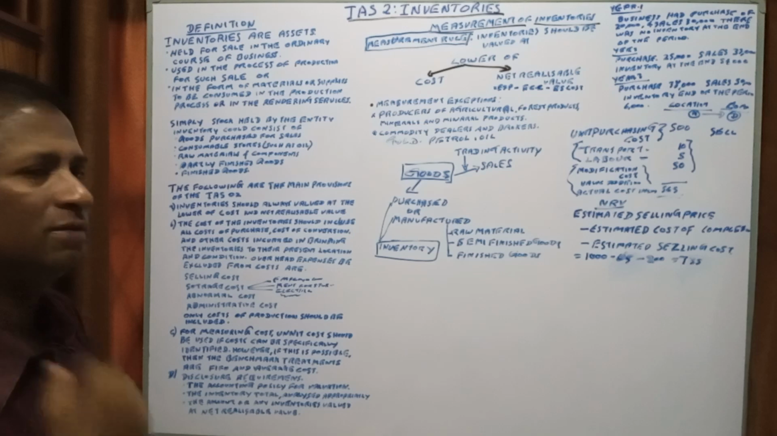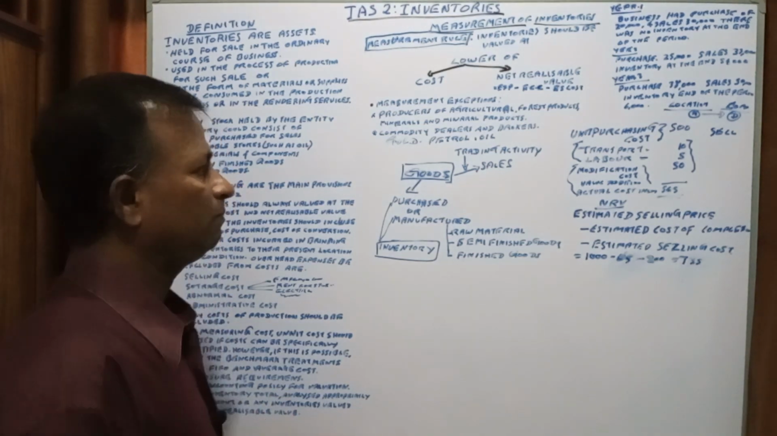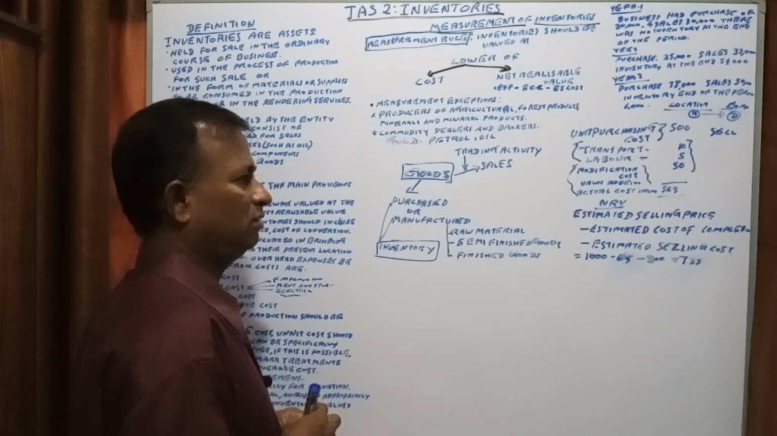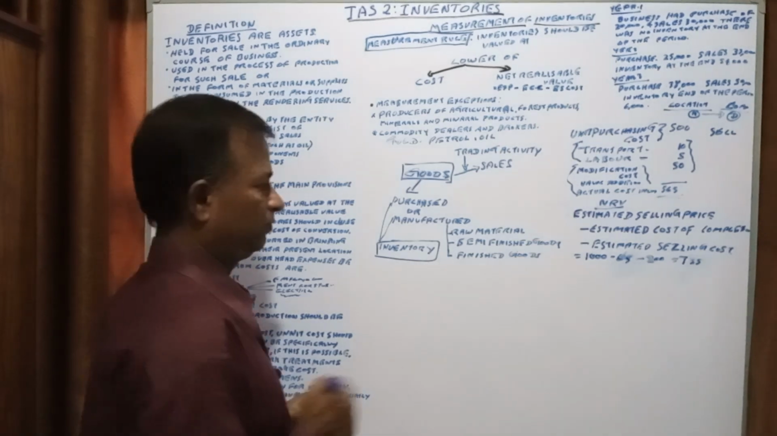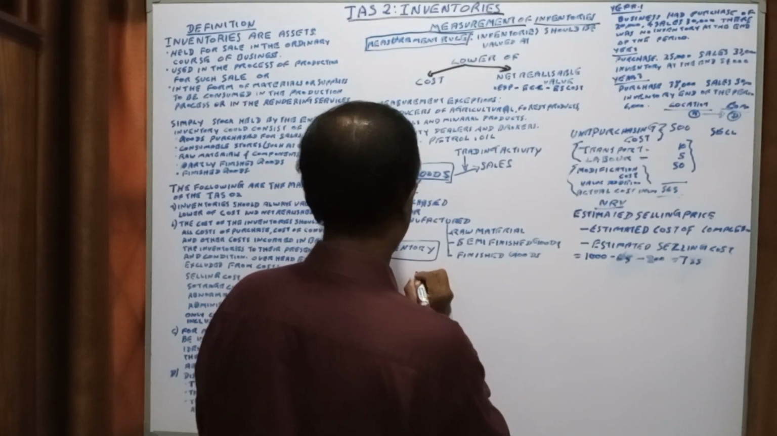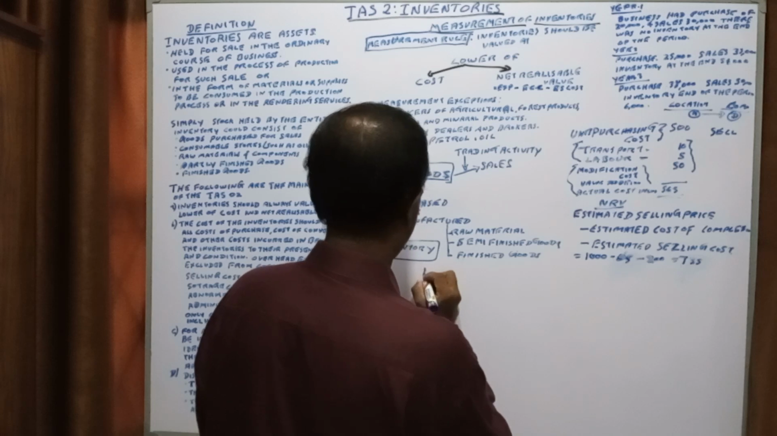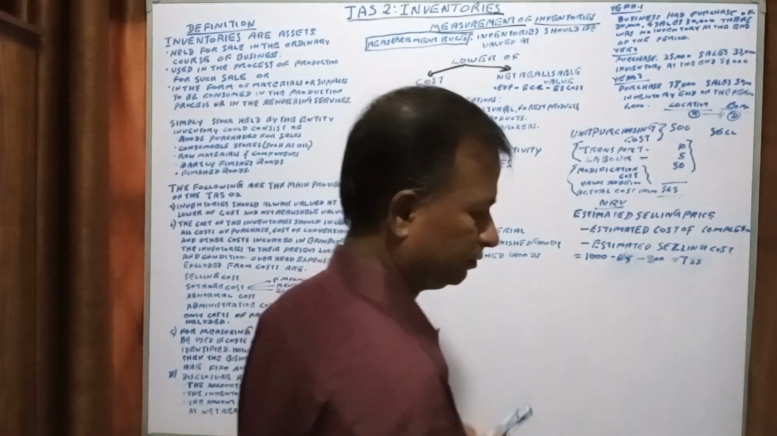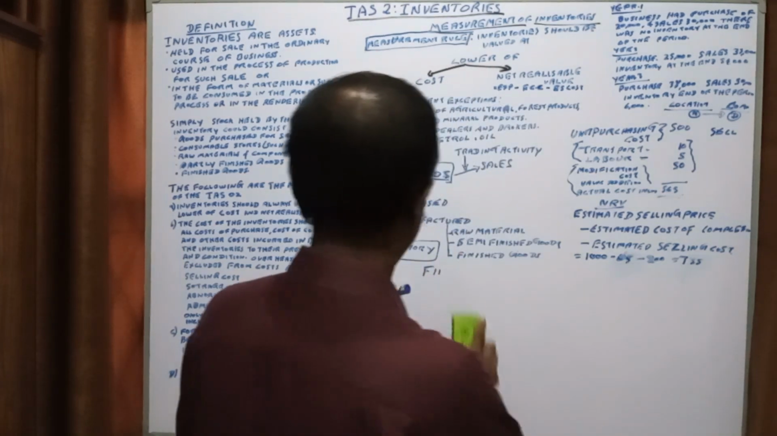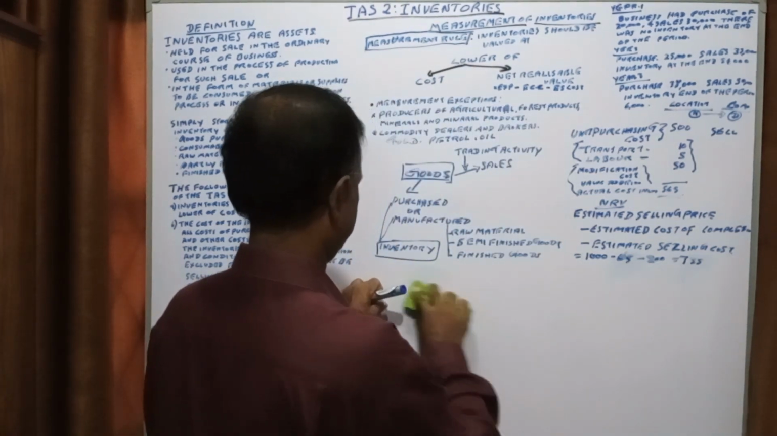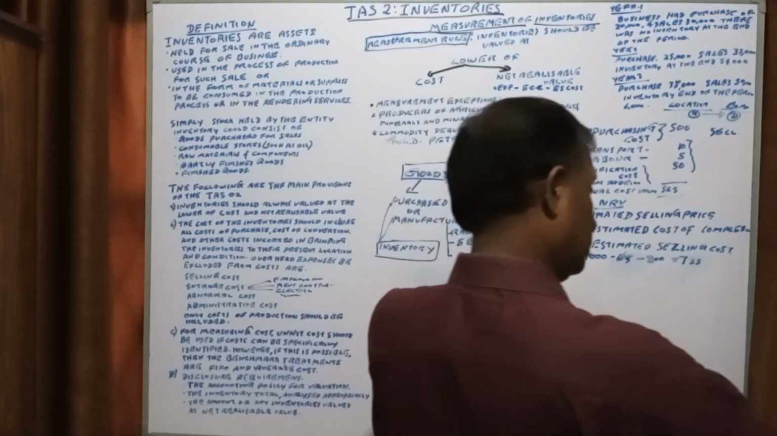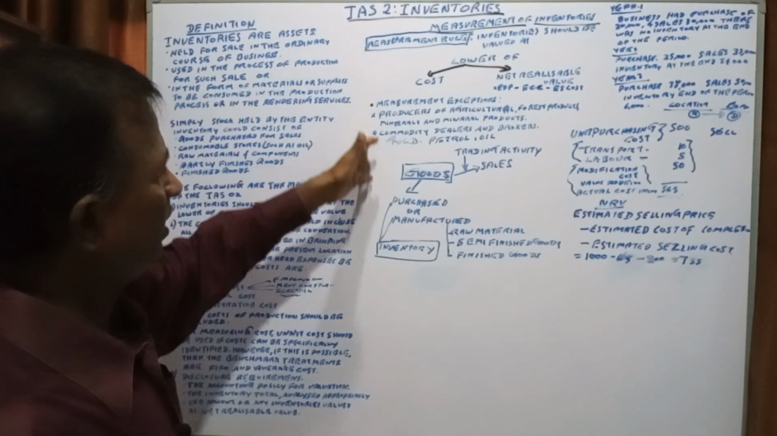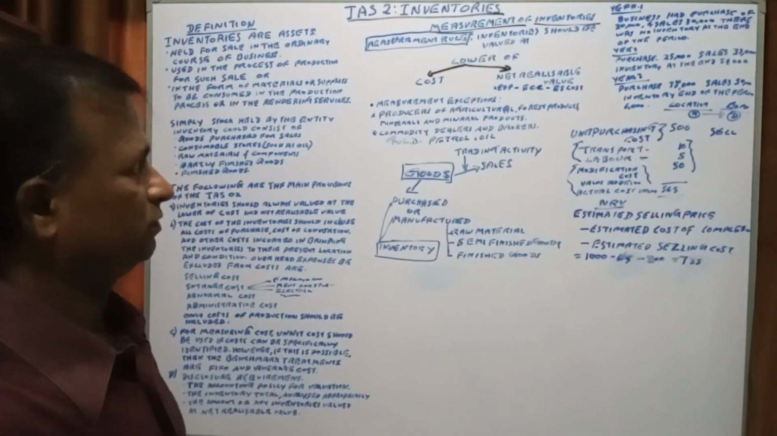So there is another part: inventory valuation at the end of the year. Inventory valuation can be done in two ways. There are so many categories and so many costs involved, right?